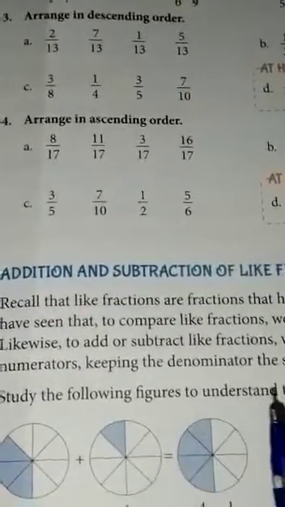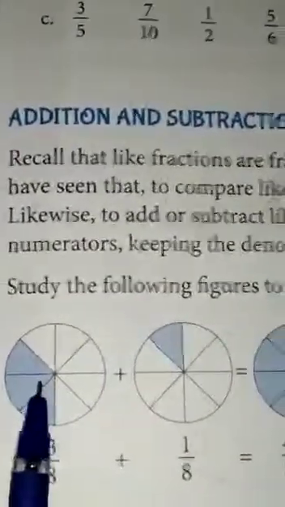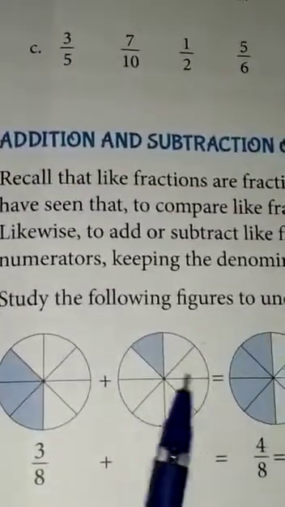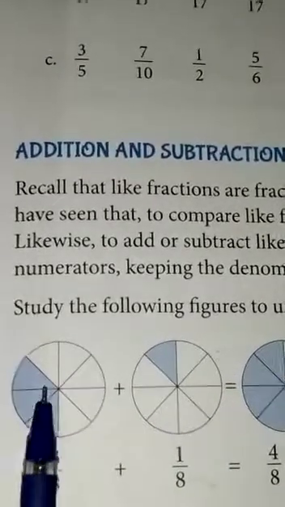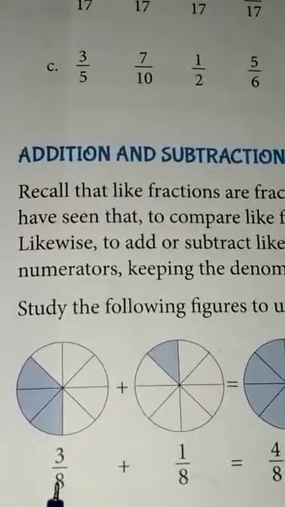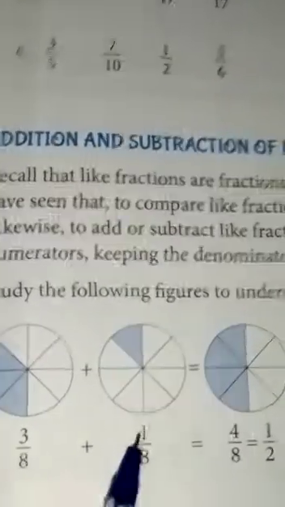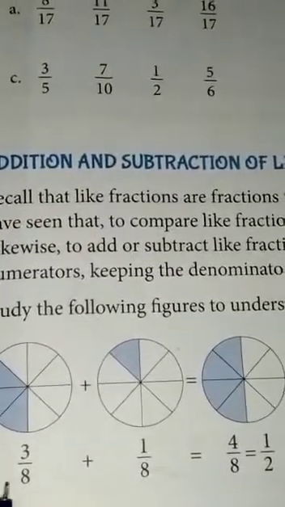So students, study the following figure to understand the concept. There are two figures, two circles. Each circle has 8 parts. This one also has 8 parts and 3 parts are shaded. It means 3 divided by 8. Here one part is shaded and colored. It means 1 divided by 8.